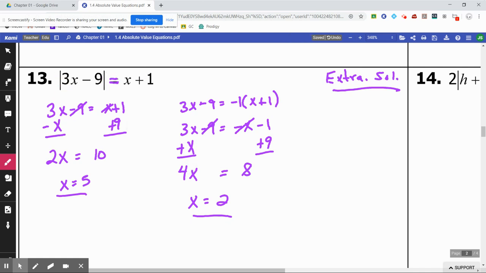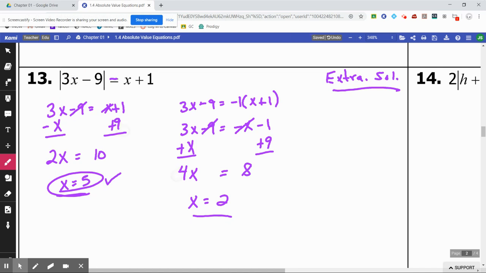First off, the 5. So I'm going to plug a 5 in here. So I have 3 times 5, so I have 15. Minus 9 is equal to 6. Plug in a 5 here, you get 5 plus 1, and that is equal to 6. That checks. 6 is equal to 6. That works out. Now let's try our other value.